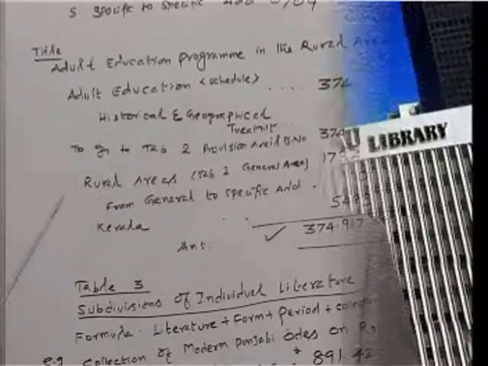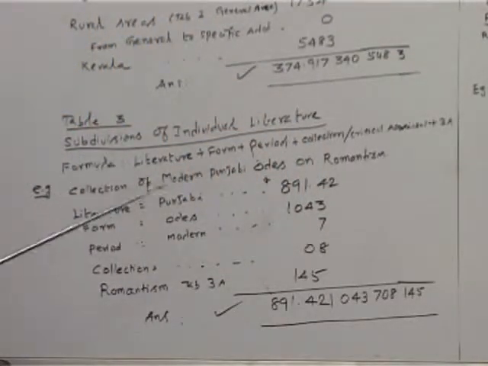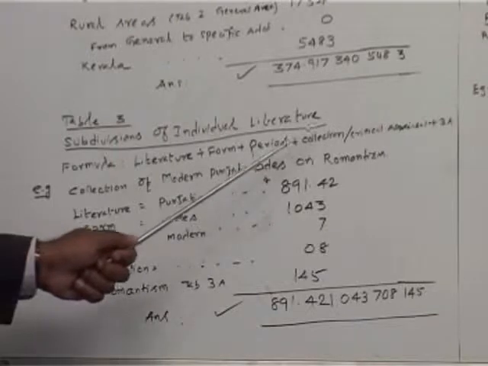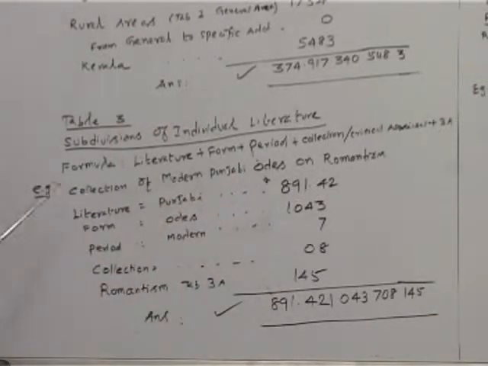Then let us move. Shall we move into table 3? Yes. Go to page number 387. There you can find the term subdivisions of individual literature. Here there are simple formulas, and we have to follow the formula simply. First you have to add literature, then form, then period, then collection or critical appraisal, then table 3A. Let me explain with an example.